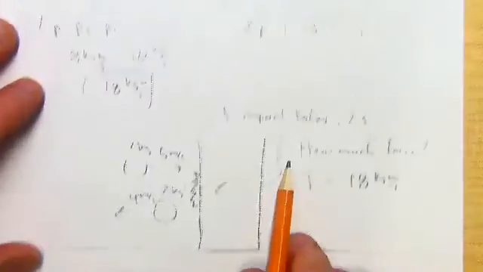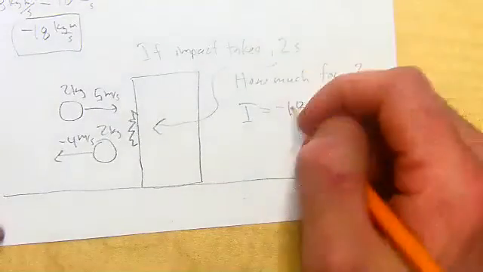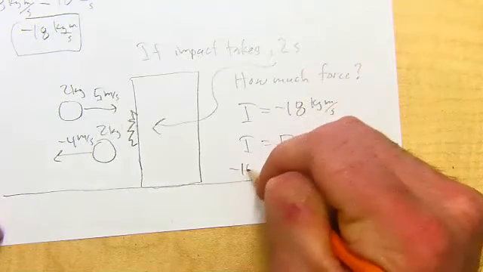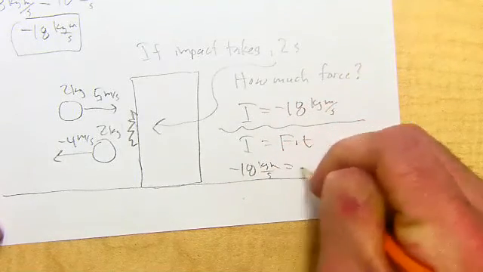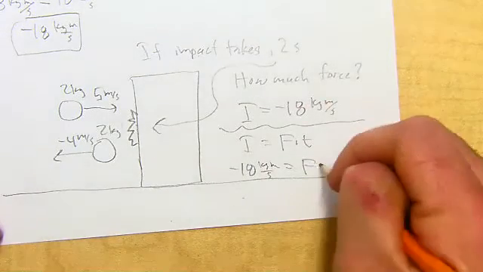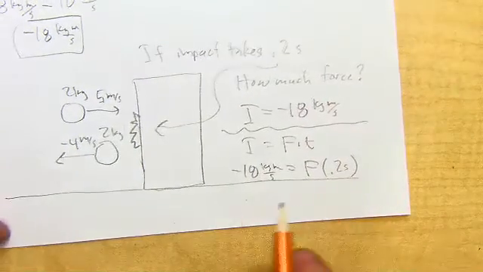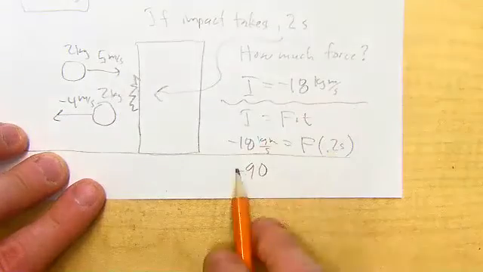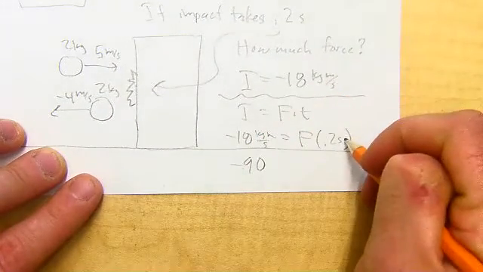Now we're going to use that other idea. Impulse is actually also force times the time. So impulse equals force times time. So negative 18 kilogram meter per second equals force. I don't know the force, but I do know that happened for 0.2 seconds. So if I divide that out, what's it going to be? I believe it's negative 90. If you do 18 divided by 0.2, the seconds cancel, right?